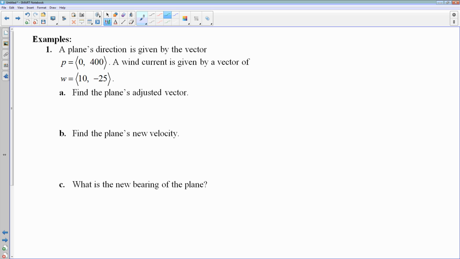The plane thinks it is going, see, I'm going to draw this out, in the direction 0, 400, which means you are not moving left or right, and you're going straight up 400. So that's what the plane thinks it's doing. The wind, however, is going 10, negative 25. So my wind goes 10 right and down 25. So my wind is doing something like this.